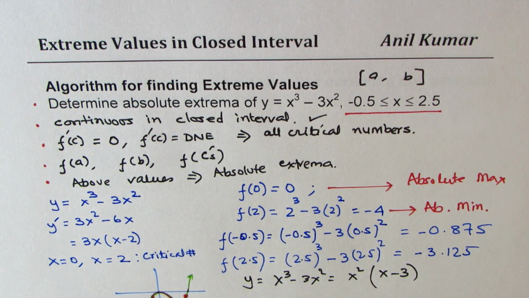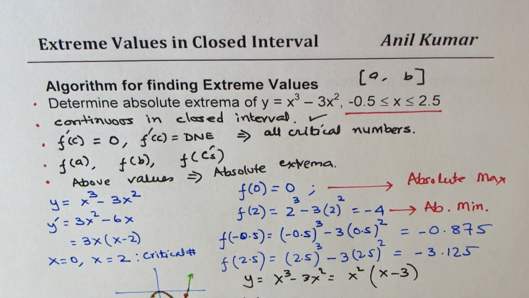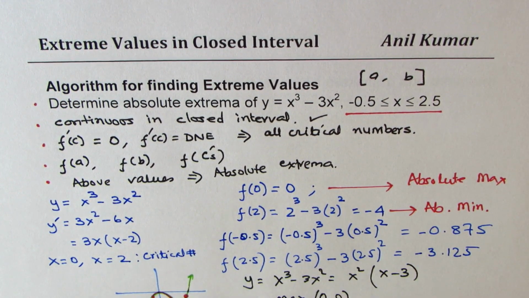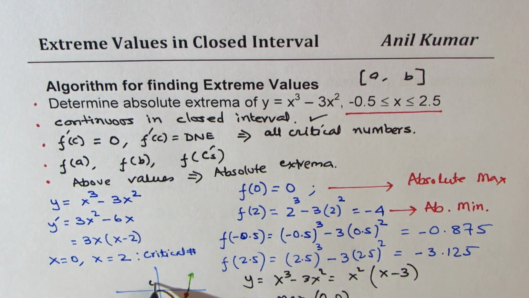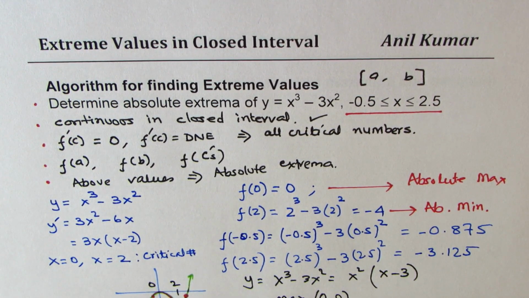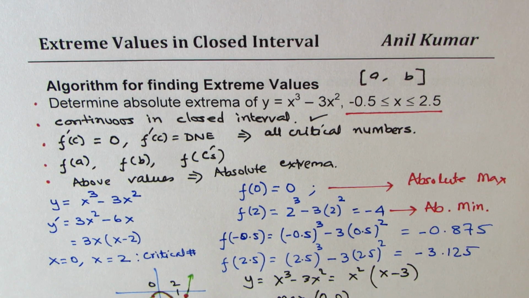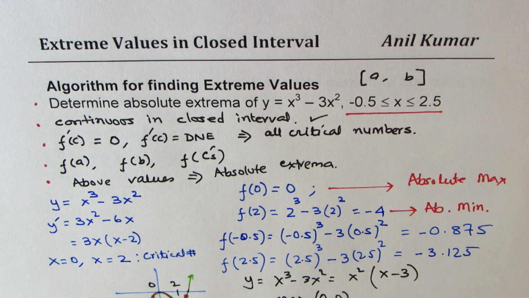And clearly from here you can see that we have absolute maximum at 0, 0 and absolute minimum at the other critical number, which is 2, minus 4, right? So that value is minus 4 for us at 2, right? So that is how you can actually use your algorithm for finding extreme values. Now let's move on and take a multiple choice question.